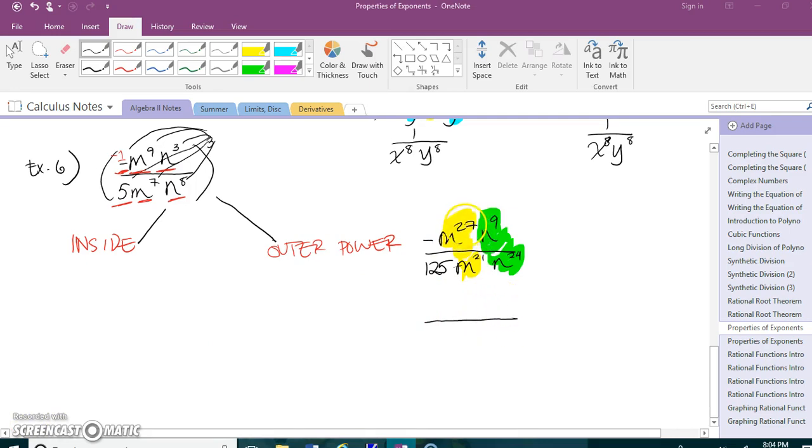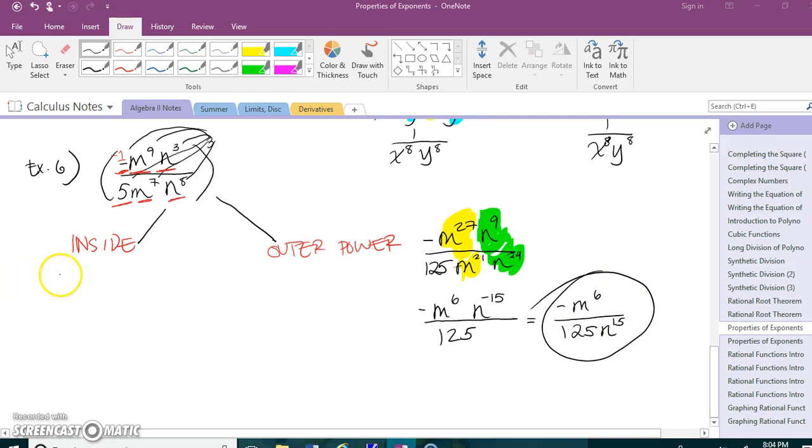Last step that I'm going to do here is subtract. So I have m to the 27th over m to the 21st. We're going to subtract and get m to the 6th. N to the 9th over n to the 24th, we're going to subtract. We're going to get negative 15. The negative and the 125 are still there. Make sure you're very careful about what belongs where in terms of numerator and denominator. N to the 15th, I'm going to bring to the bottom to make it positive.